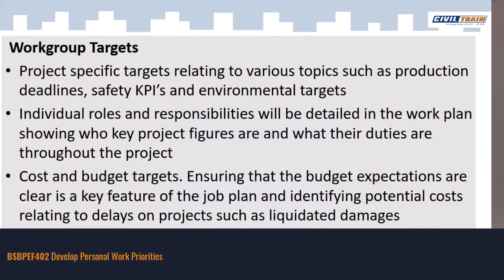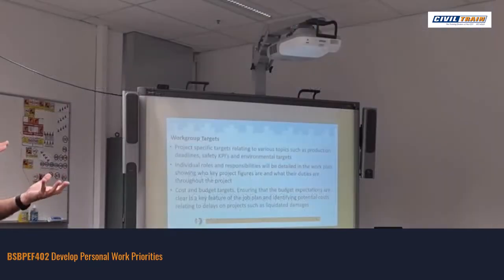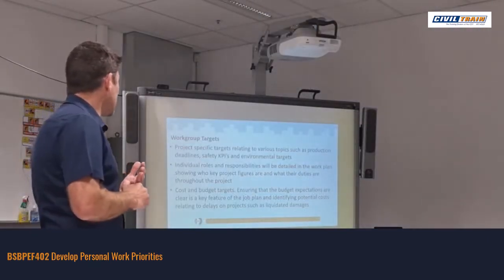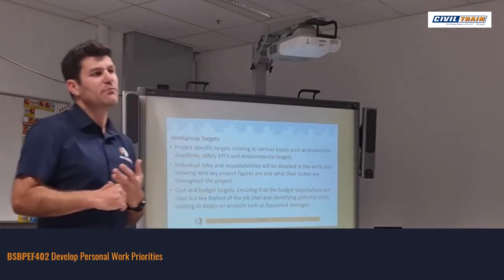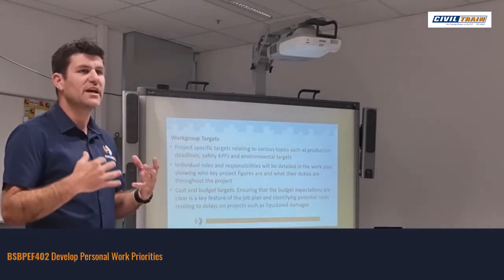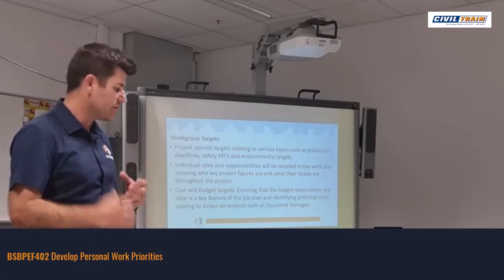Cost and budget targets. Again, we're not looking particularly at finance in this plan, but there may be cost and budget targets that need to be identified, and they also may be in your actual work plan. And definitely potentially a key feature of the plan is identifying potential costs related to delays in projects, such as liquidated damages. So again, we're predominantly looking at timeline, key responsibilities, and we'll be looking at you guys identifying those key barriers and your personal responsibilities for planning for the works.